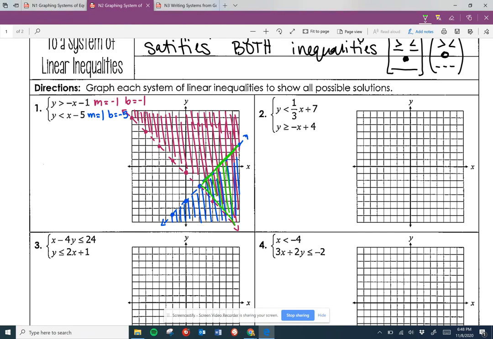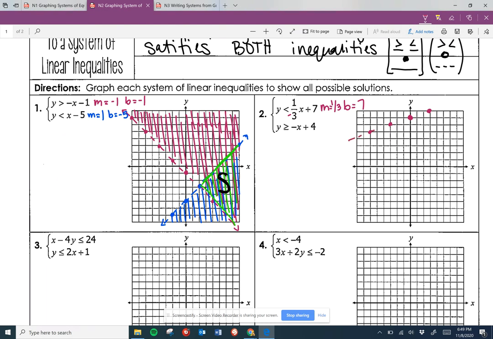Looking over here for number 2, we can see that our slope is 1/3. Okay, our b value is 7. So we start up here at 7. 1, 2, 3, 4, 5, 6, 7. And then our 1/3 is up 1, right 3, or down 1, left 3. Okay, this is a less than sign, so I am going to have a dashed line, and it is going to be shaded below. So this is quite a bit of our graph here. All of this area below is going to be part of the solution of the first graph.